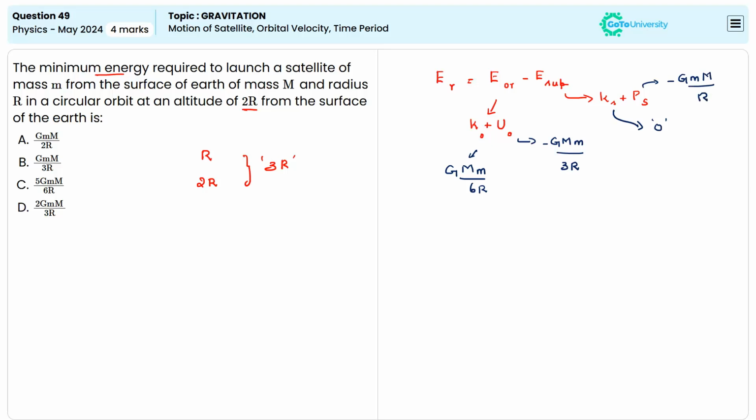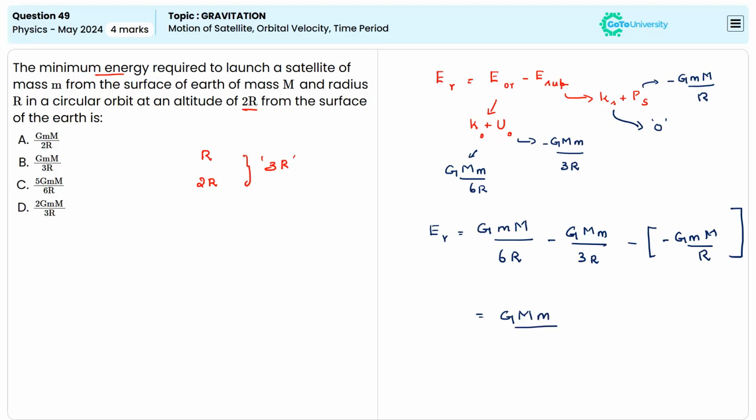Now we can apply all the values in the energy required formula. So it will be equal to GMm divided by 6r minus GMm divided by 3r minus of GMm divided by r. When we simplify this, we will get the answer of GMm divided by r times 5/6. So based on this, we can say the correct answer will be option C here.